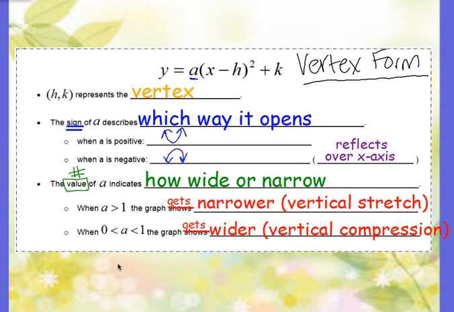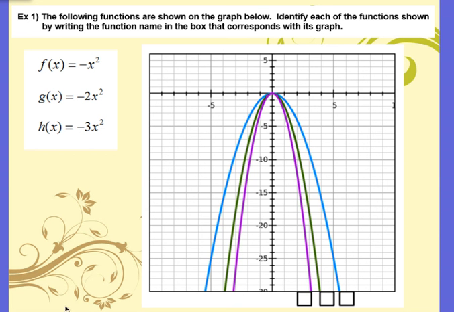Okay, so it's up to you to be able to spot when a parabola will get wider or narrower, or to be able to pick out the one that is the most narrow and the one that is the most wide. So let's put this into practice with one last example here. The following functions are shown on the graph below. Identify each of the functions shown by writing the function name in the box that corresponds with its graph. Now, we can definitely use our calculator to help us see which one is the most wide or the most narrow. But let's use our understanding of the number that A is in each of these.